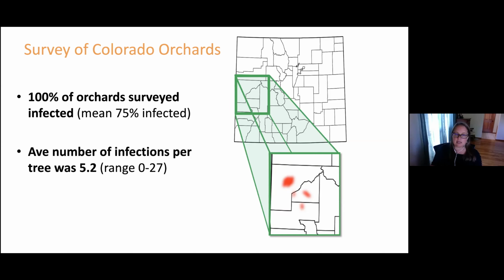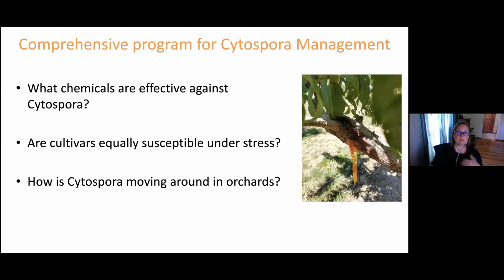We have pretty low humidity, so we don't get the same foliar or fruit pathogens that you might get in other states. But Cytospora in peaches is a significant issue in the Western Slope, and one that I've been working on for the last 5 years to try and help peach growers figure out how to manage this disease.